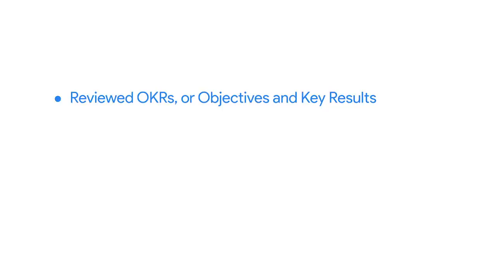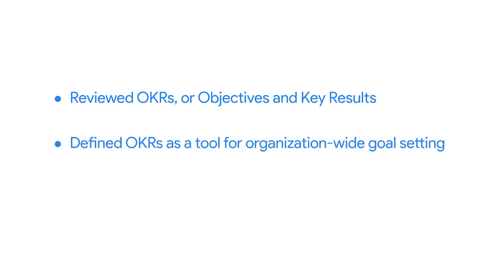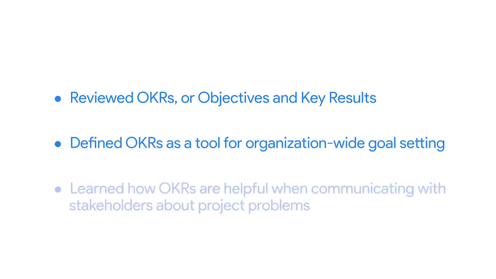Let's review. In this video, you reviewed OKRs, or objectives and key results, defined OKRs as a tool for organization-wide goal setting, and learned how they're helpful when communicating with stakeholders about project problems. In the upcoming activity, you'll practice drawing connections between OKRs and project problems. You'll use what you learned from the supporting materials to write a sentence that connects your problem summary with Sauce and Spoon's OKRs. After you've completed the activity, meet me in the next video where we'll discuss composing emails to senior stakeholders.